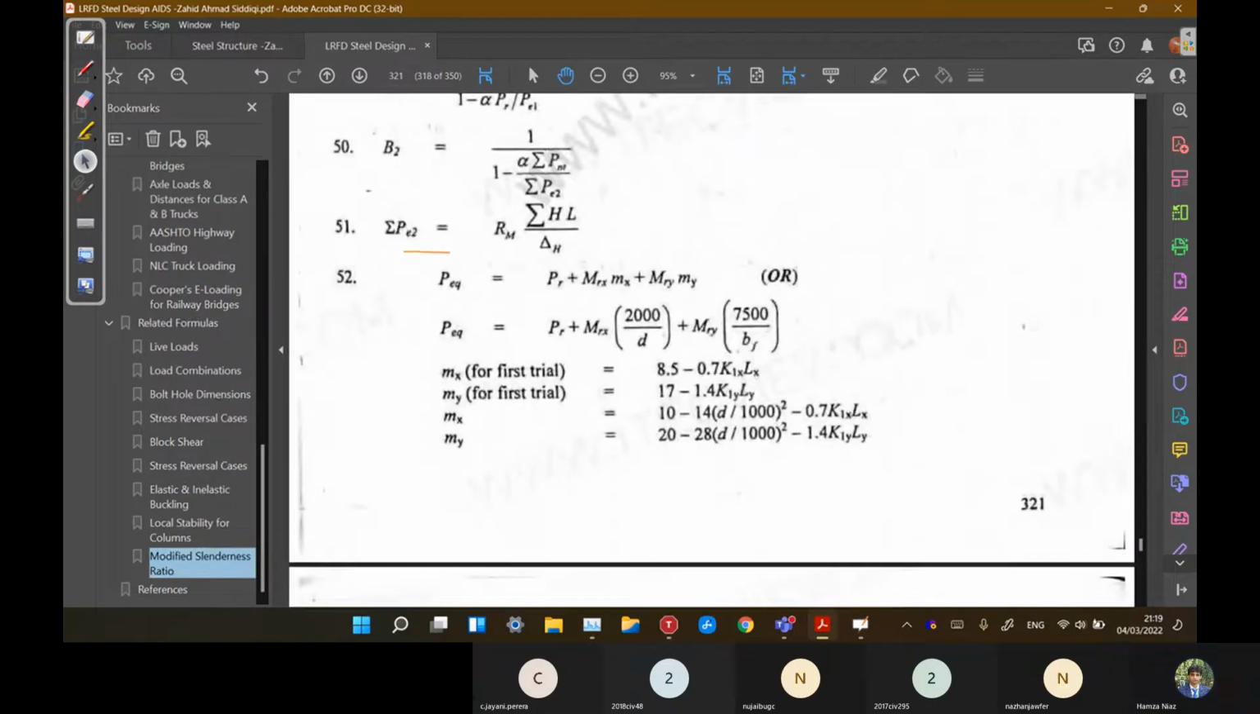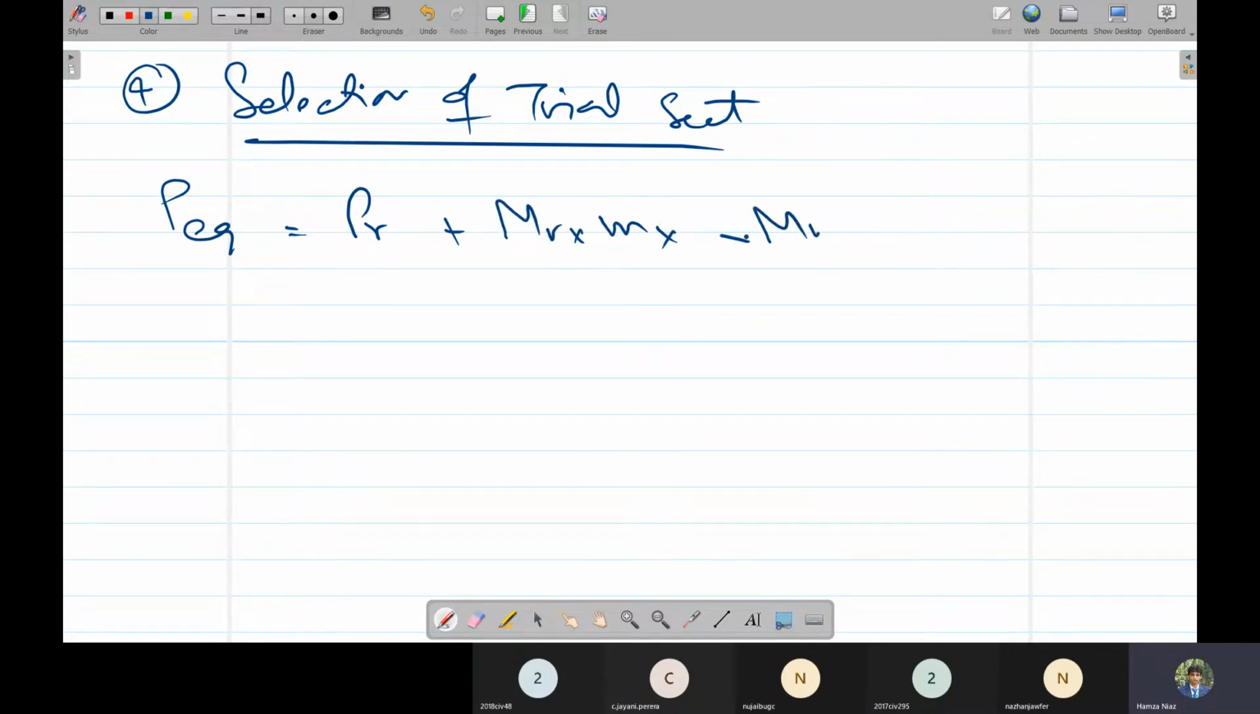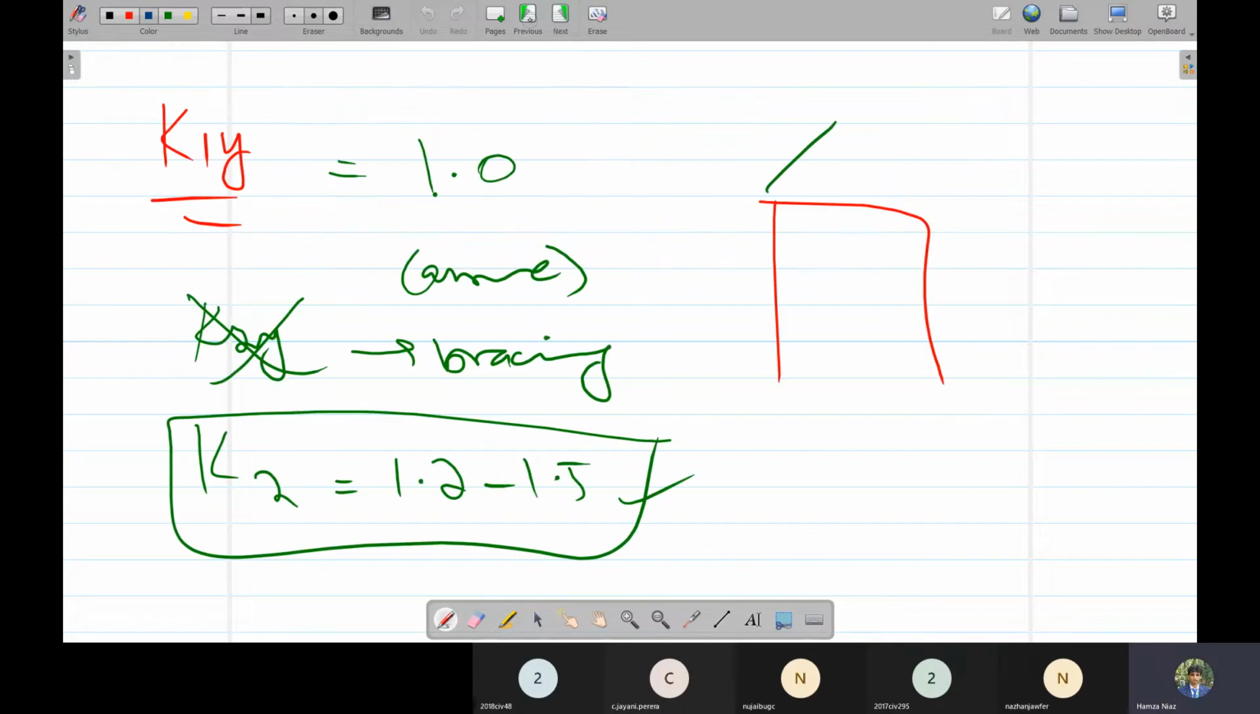These formulas, we are going to use for the trial section. P equivalent is equal to PR plus MRX MX plus MRY MY. Because there is no movement about the y direction, this is 0. For PR, PR is simply the sum of all the directions.